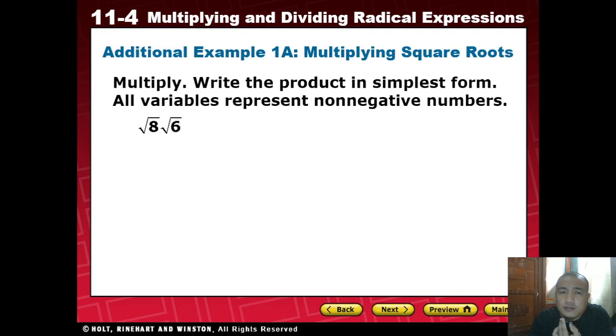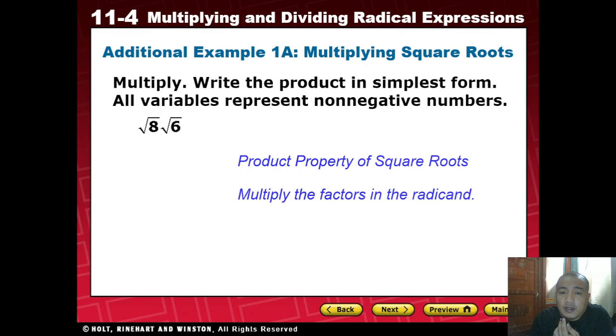So for our example 1a, multiply, write the product in simplest form. All variables represent non-negative numbers. So, product property of square roots, just multiply the factors in the radicand. Since they have the same index, which is 2, by product property of square roots, we just multiply 8 and 6. So, 8 times 6 is square root of 48. Then, simplify.